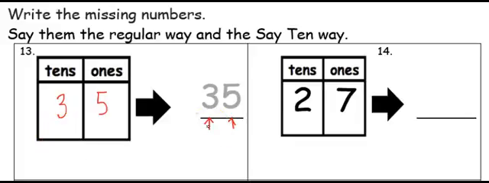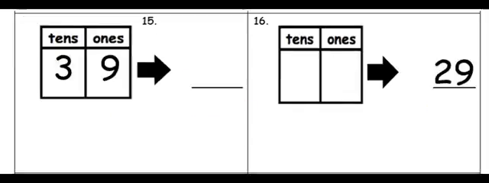Let's look at the next problem. Here I have 2 tens and 7 ones, which makes the number 27. The say ten way is 2 tens 7. 27 or 2 tens 7. And just a couple more examples of this. Here I have 3 tens and 9 ones, so I would say I have 39 altogether, or 3 tens 9. And finally, I have 29 written off to the side. That means I have 2 tens and 9 ones. The say ten way would be 2 tens 9.